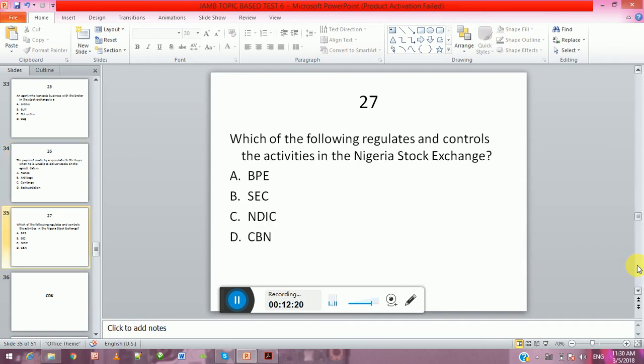Which of the following regulates and controls the activities in the Nigerian Stock Exchange? A. BPE, B. SEC, C. NDIC, D. CBN.